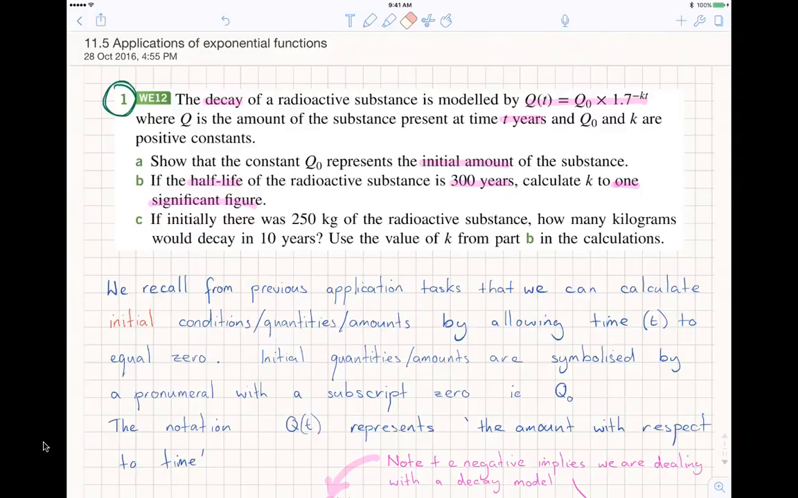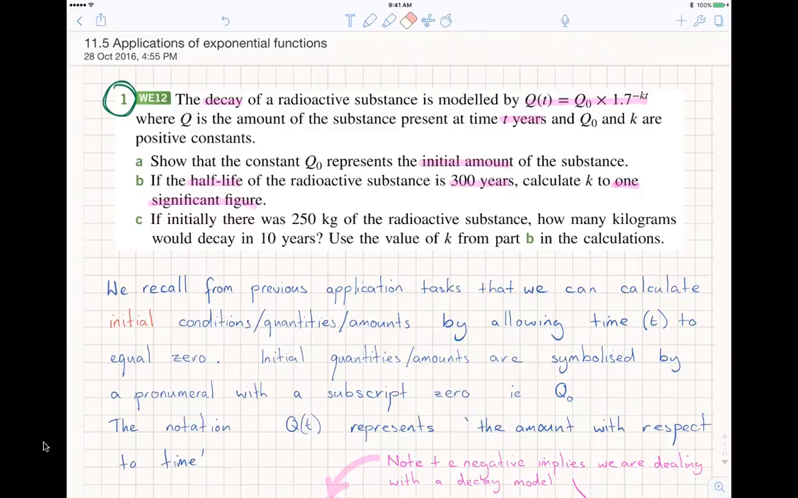So we'll start with question 1. And I've just highlighted here some of the words and the equations that I think are poignant. So the decay of a radioactive substance is modeled by Q of T equals Q0 times 1.7 to the power of minus KT. Q is the amount of the substance present at a particular time, T in years. Now it's important that we remember that time is in years. Q0 and K are positive constants.